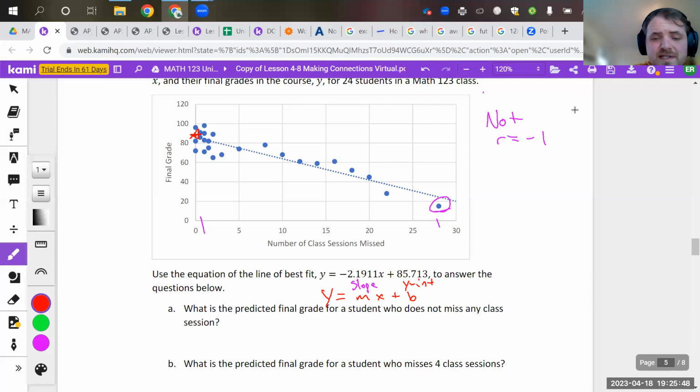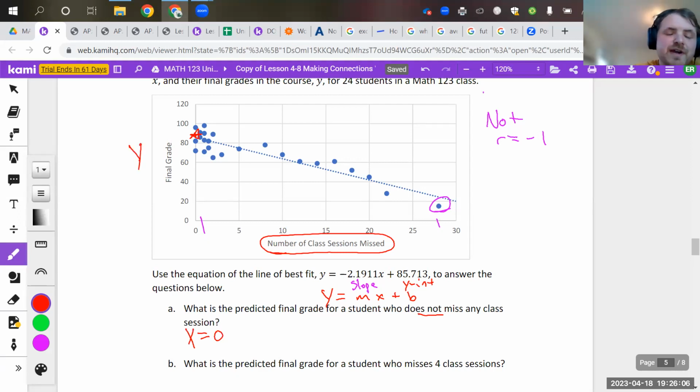Now, it says, what is the predicted final grade for a student who does not miss any class? Okay, so if missing class is the x value and it's not missing any, that is telling you that x is equal to 0. And if we're trying to predict the final grade, that is the y value. So the way we figure that out is we need to plug in 0 for the x value right there. I don't have a lot of room, so I'm not going to leave that as a skeleton step. I usually do if I have enough room. But again, we're going to put a 0 in right there.